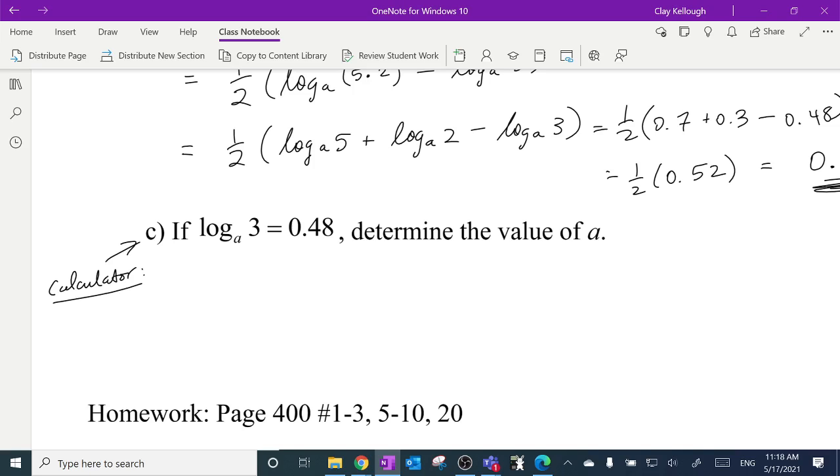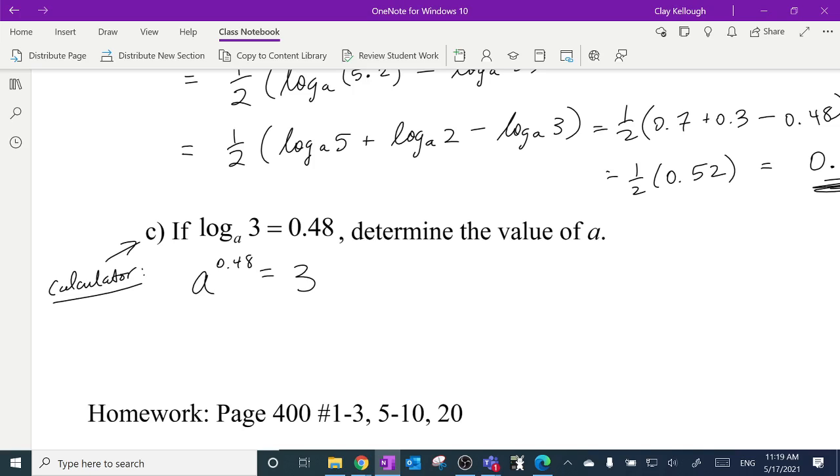This one you are going to have to say, okay, I don't know anything about what A is as a base, so I'm just going to write that as some A to the power of 0.48 is equal to 3, right? I'm going to change this to base exponent argument. So I'm changing it to exponential form.